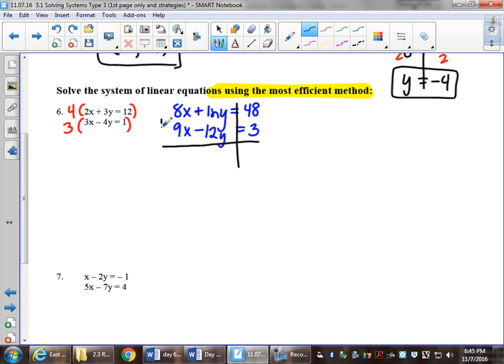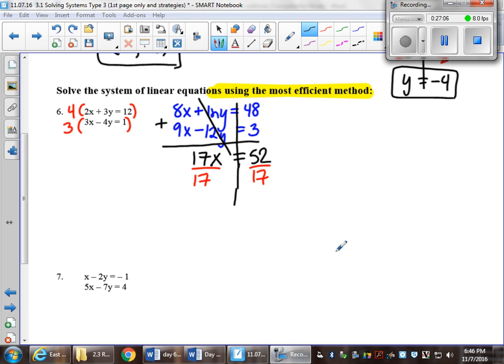Smartboard is acting up a little bit here. Okay, so 8x plus 9x will be 17x. My y's cancel to 0 equals 52. Dividing both sides by 17. Not really working out how I thought it would. Pause for a second and see what happened.